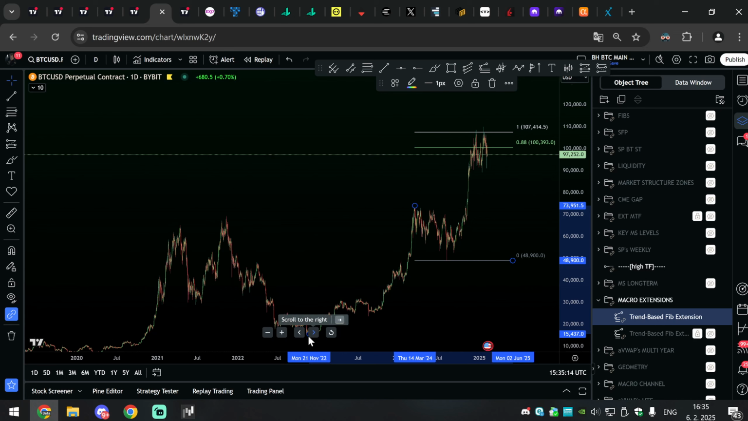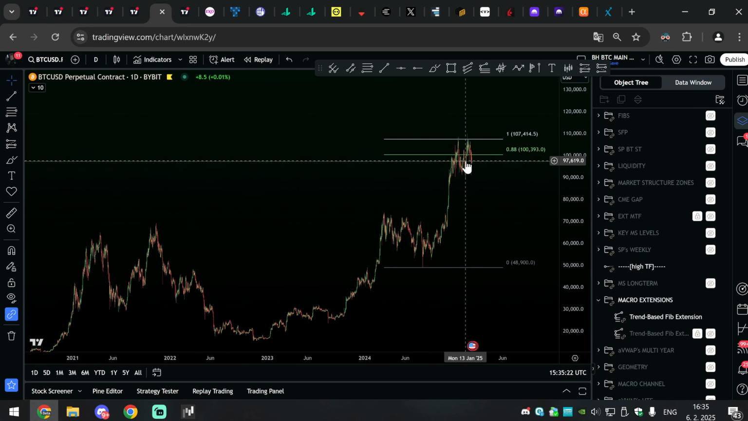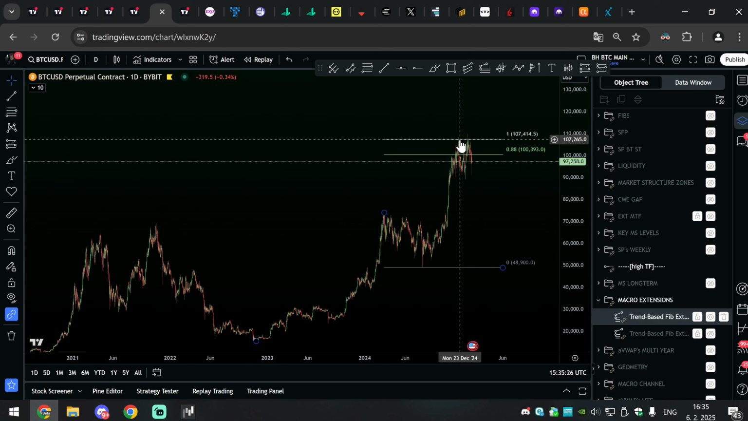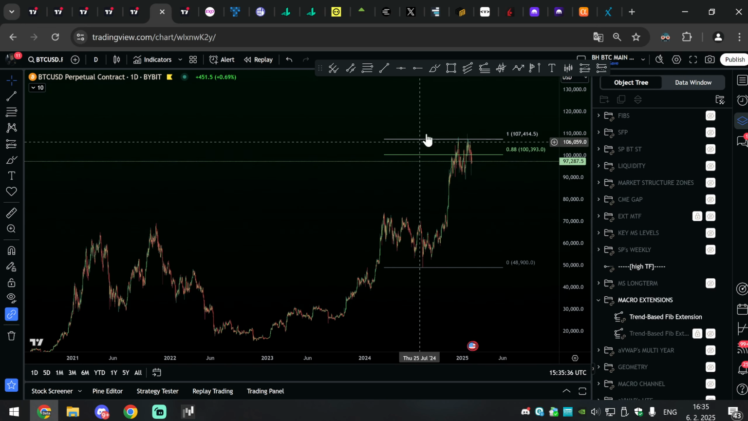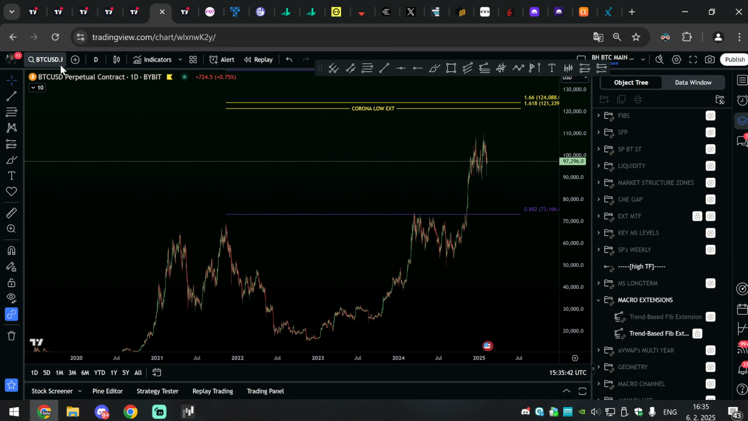So you are measuring the bear market low, the 674k high, and then the pullback to 41,000. This is another massive reason you found resistance here. The first high into the higher 110s was done at this extension. So you see Bitcoin is cooling down. Also trend fib extensions hit big targets. Everything is making sense. This is the Corona low extension.